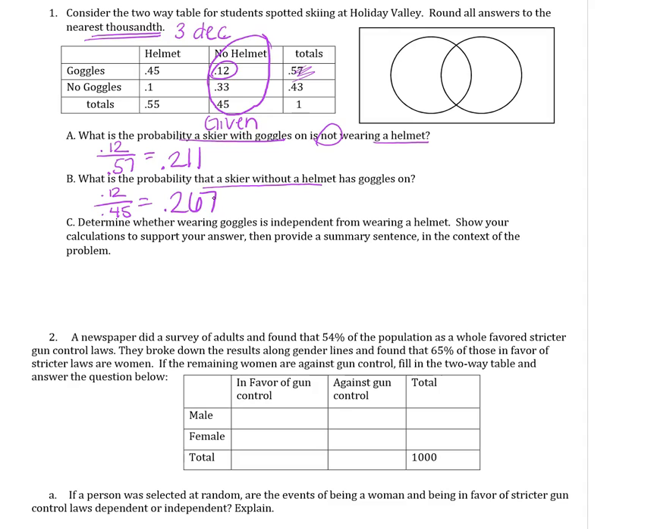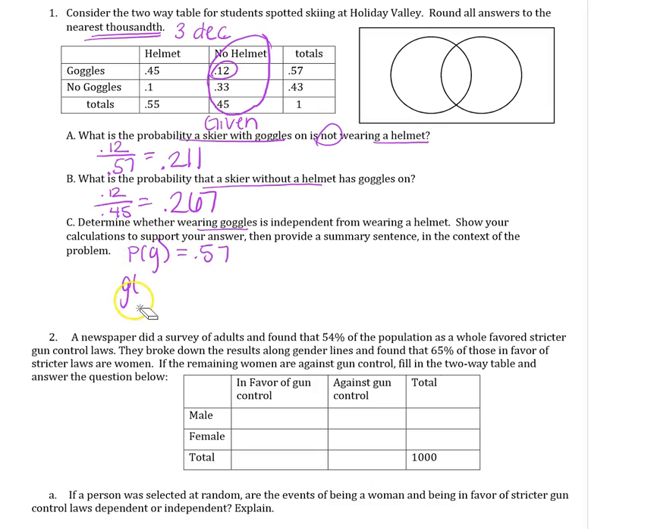Determine whether wearing goggles is independent from wearing a helmet. Show your calculations to support your answer, then provide a summary sentence in the context of the problem. So doing our calculations in the way that they present it, wearing goggles is what I'll calculate first. Probability of them just wearing goggles is 0.57.